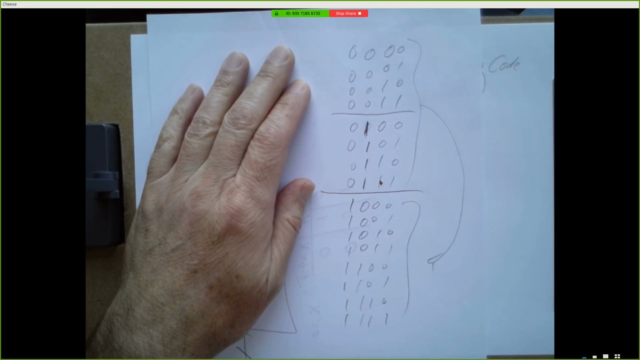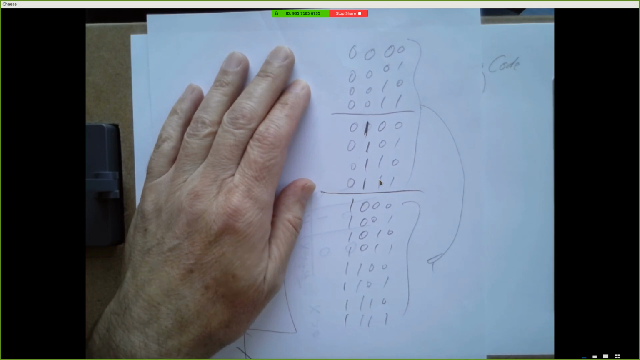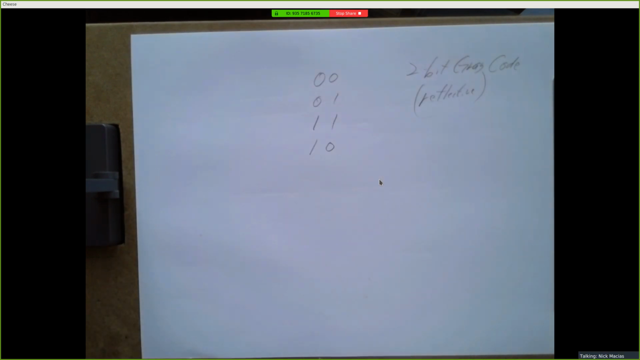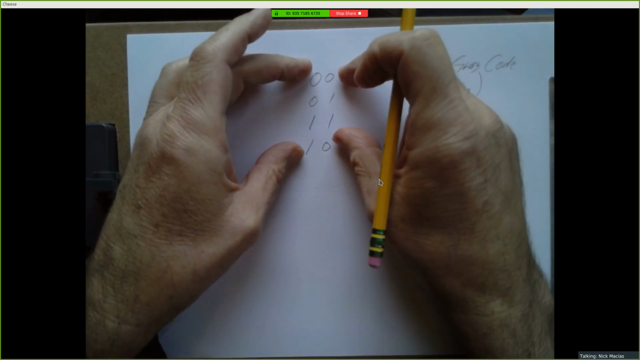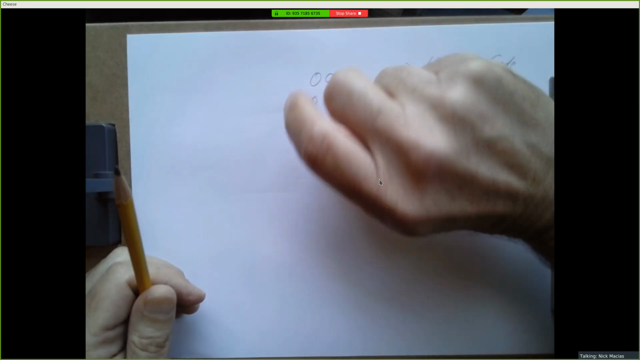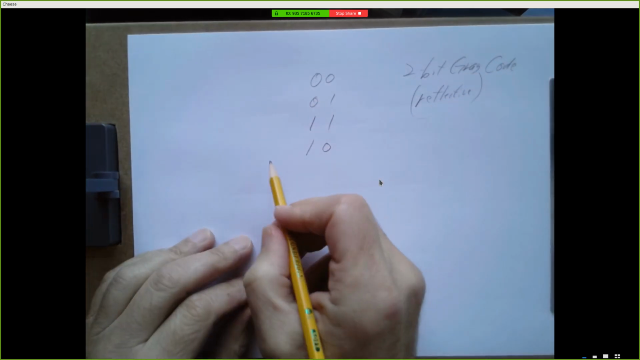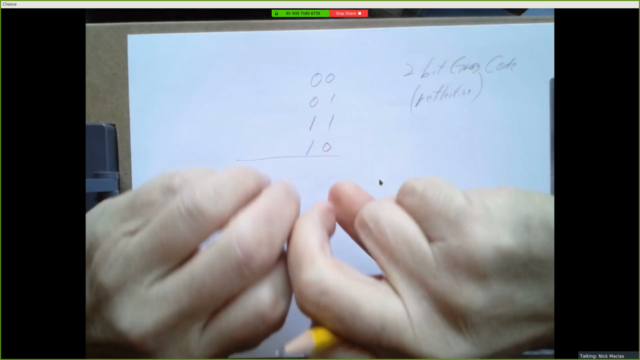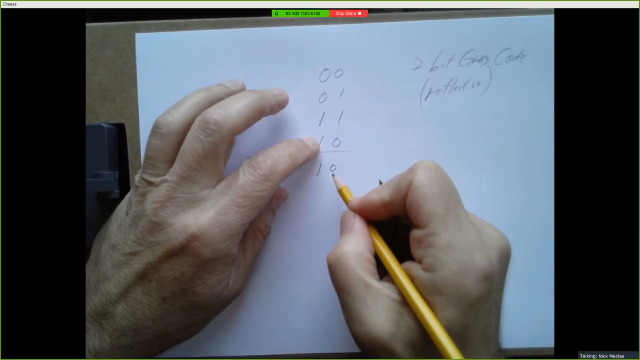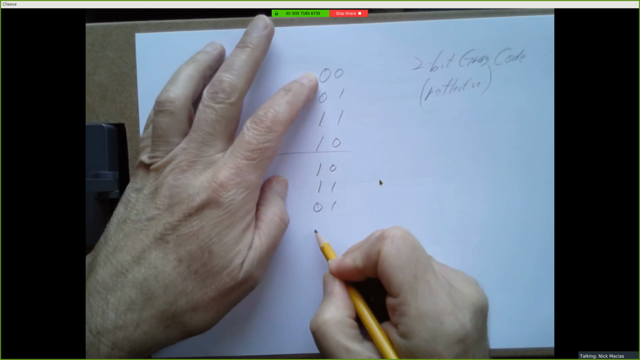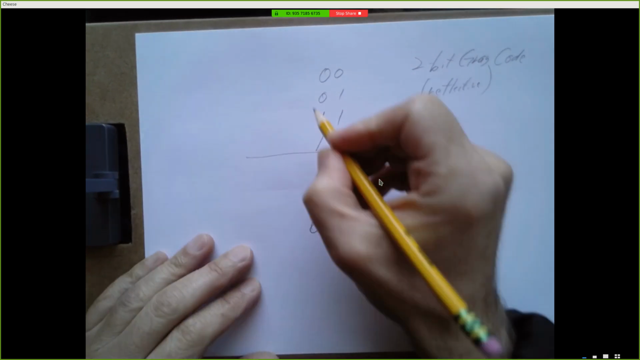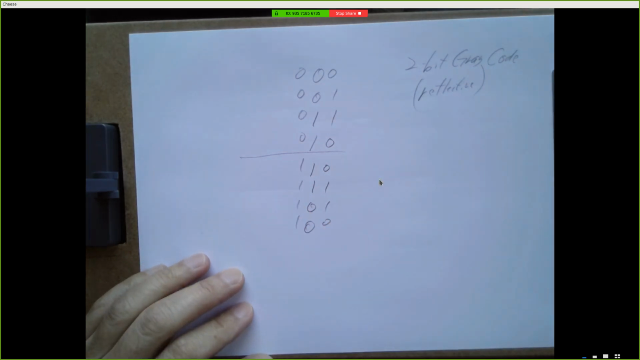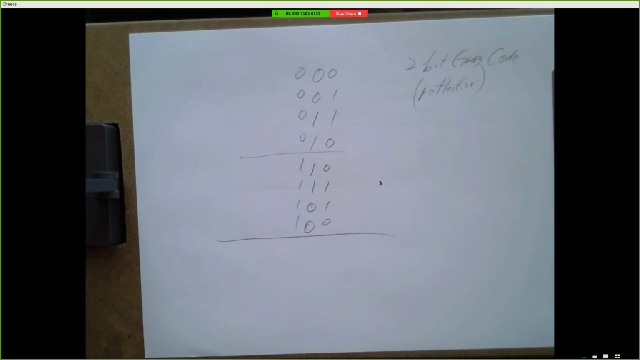Okay, when we work with gray code or reflective gray code, we do something almost exactly the same. But to go from 2 bits to 3 bits, instead of copying this down here, we reflect it. So this is our 2-bit gray code. We're going to take this, but we're going to flip it over. So you're going to write down 1 0 1 1 0 1 0 0. And we're going to put zeros in front of the ones on top and 1s in front of the ones on bottom. There's your 3-bit gray code.